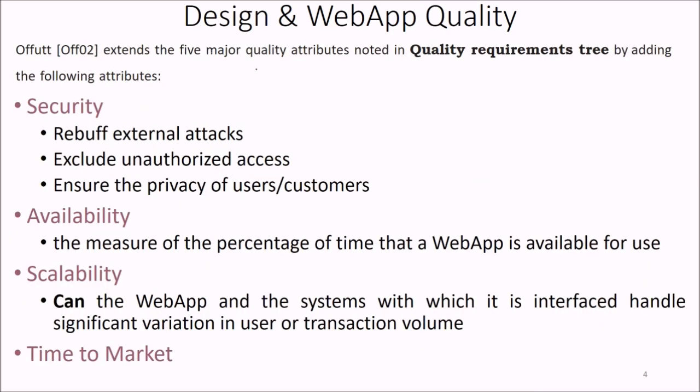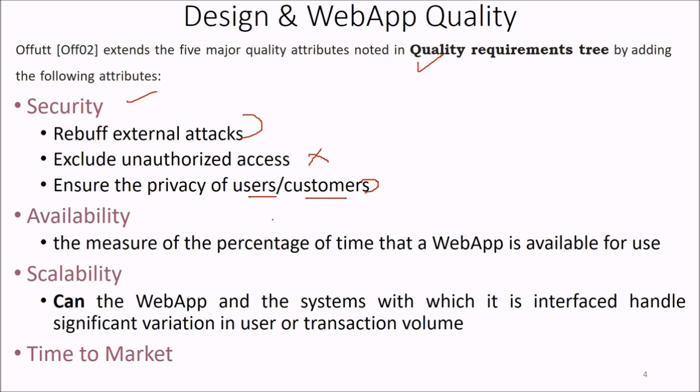Of it, he extends the 5 major quality attributes which you saw just now in the quality requirement tree, but he added a few attributes. That was security, that is, rebuff external attacks, exclude unauthorized access, and ensure the privacy of users and customers, their data, their information, their credit card details, etc.